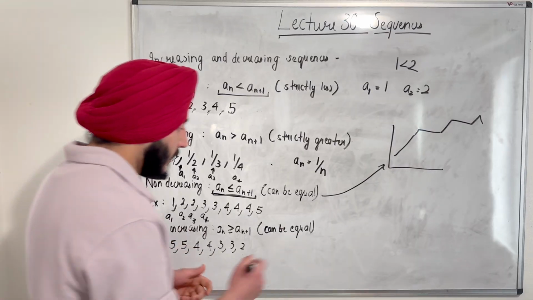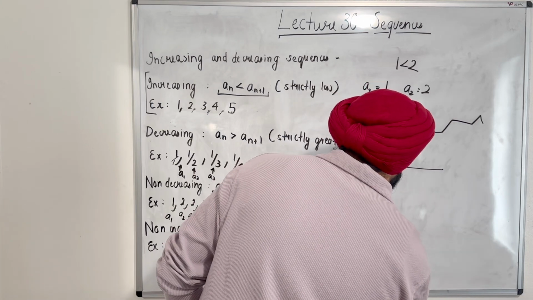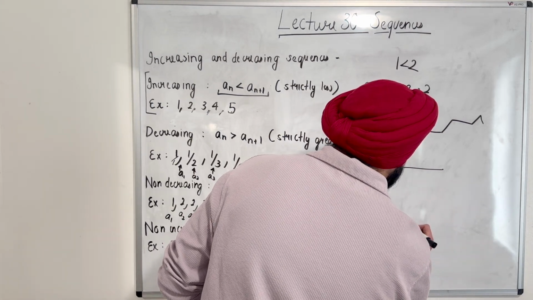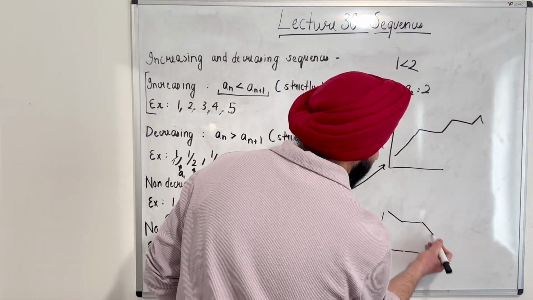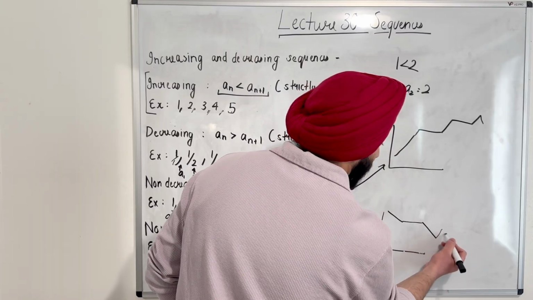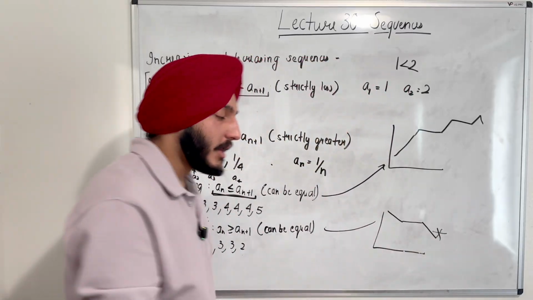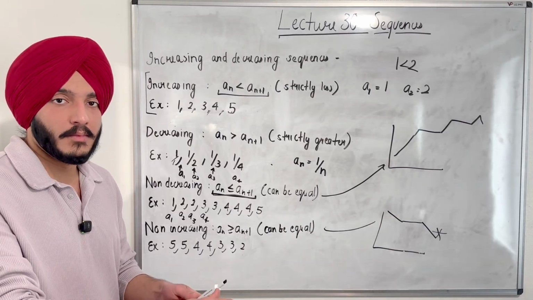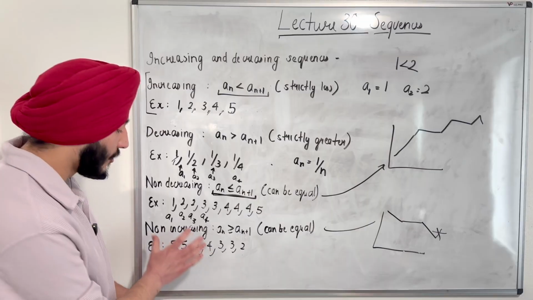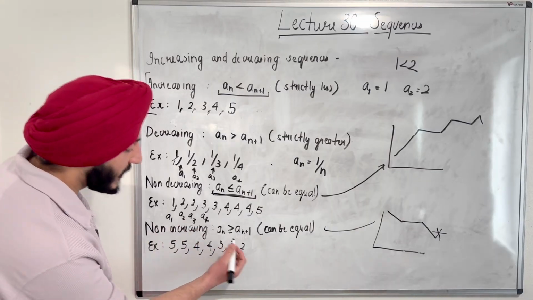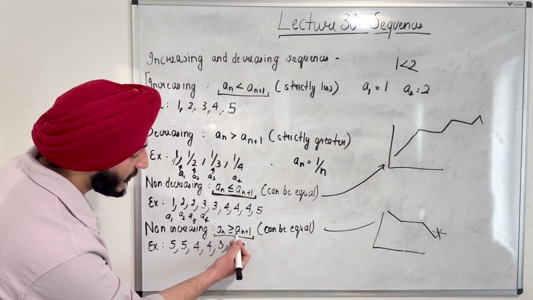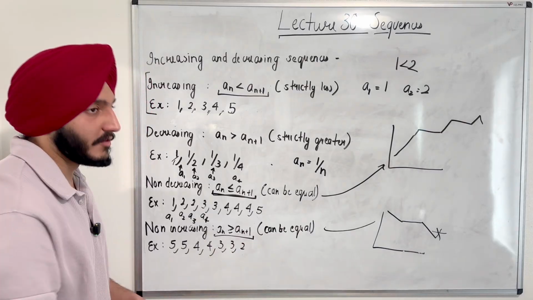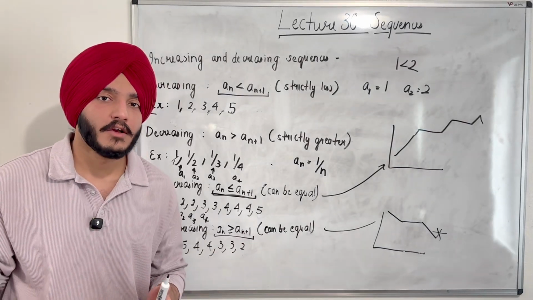So for this one, the graph is either going down, staying flat, going down again, but it would never go up, right? This is not going to happen, right? So pretty much it keeps going down or staying the same, but never going up for non-increasing, right? So once again, this is the notation: an is greater than or equal to an plus 1, right? So this is just a very basic concept to understand.